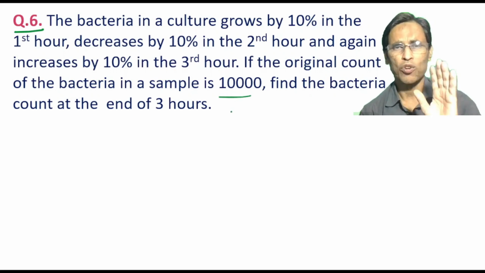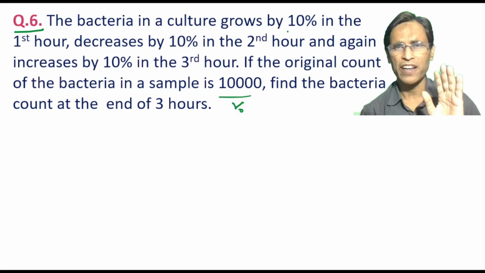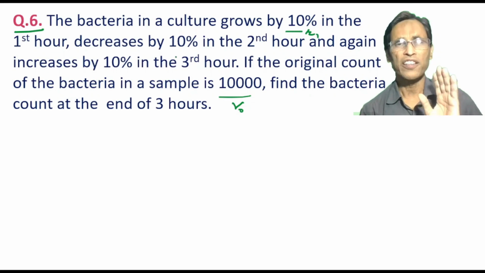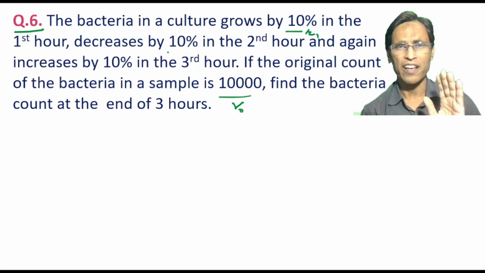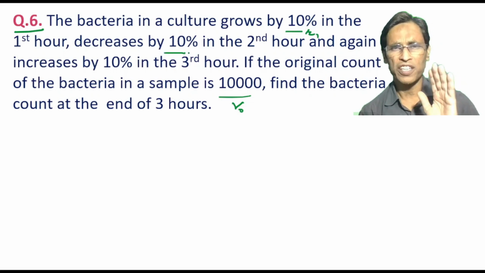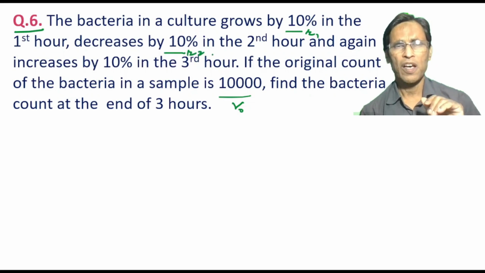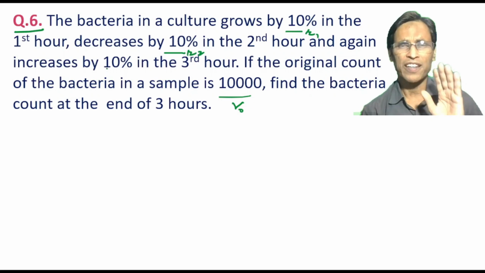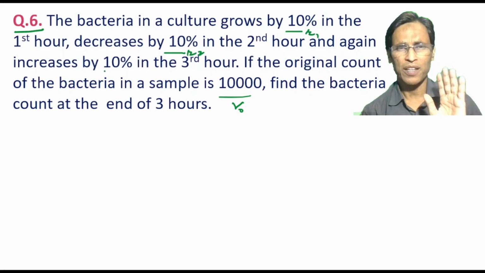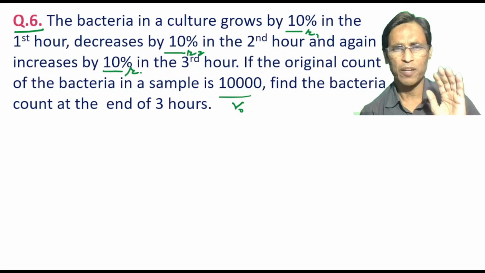जो इन्फॉर्मेशन इस क्वेश्चन से हम कलेक्ट कर सकते हैं उसमें 10,000 है। ये 10,000 ओरिजिनल काउंट ऑफ बैक्टीरिया है। सो ये हमारे लिए V0 होगा। रेट ऑफ इंक्रीजिंग या एप्रिसिएशन इन द फर्स्ट आवर है 10%, so it will be R1. इन द सेकेंड आवर रेट ऑफ डिक्रीजिंग दिया है, मीन्स डिप्रिसिएशन दिया है 10% का, और इसलिए it will be R2 for us. In the third hour, once again rate of increasing is given 10%, और ये हमारे लिए R3 होगा.